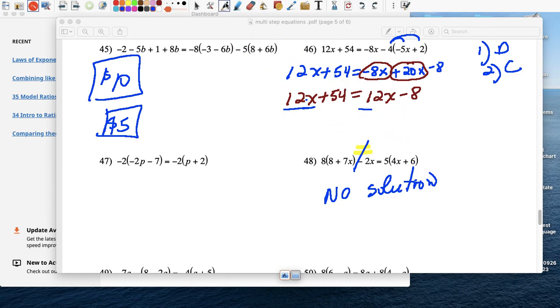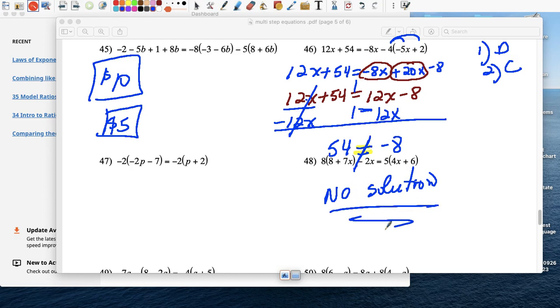And then just to confirm, if you wanted to continue and show one more step, I'm going to subtract 12x from this side and subtract 12x from this side. So this will go away. Notice we're going to have 54 on that side and then negative 8 on that side. And as you can tell, they're not equal to each other. So no solution. Okay, that's it.